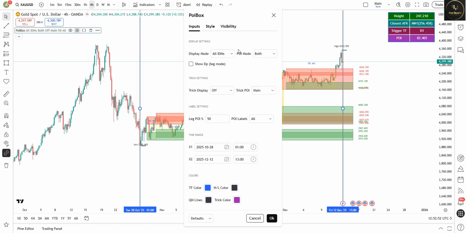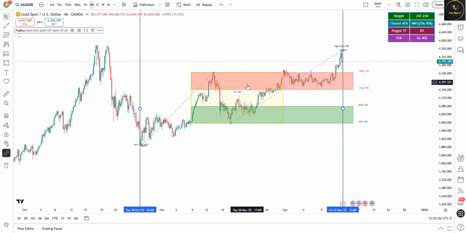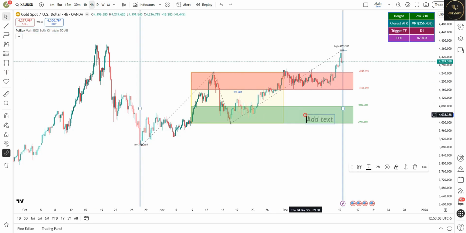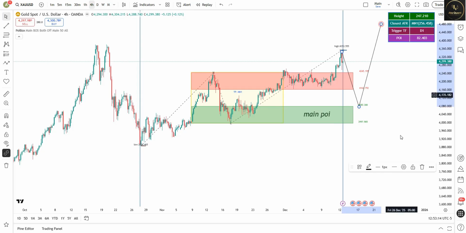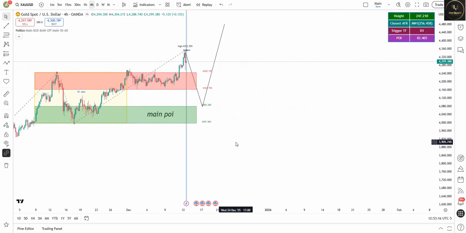For example, in any mode, like in main BoS mode, I can name the two POIs, the upper and lower ones. We've called this the main POI, and we use it to help us follow the trend direction. So if you have a main POI, you're supposed to take a buy from it. That would be a move in the direction of the trend.